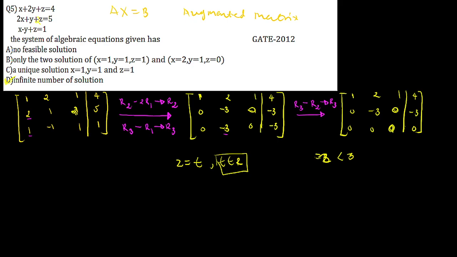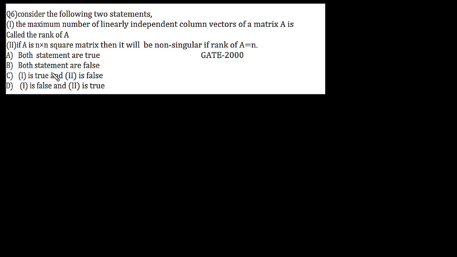So now let's move to question 6. Okay, now let's solve question 6. Question 6 says, consider the following two statements. The first statement says the maximum number of linearly independent column vectors of matrix A is called the rank of A. Yes, it is the basic definition of rank.